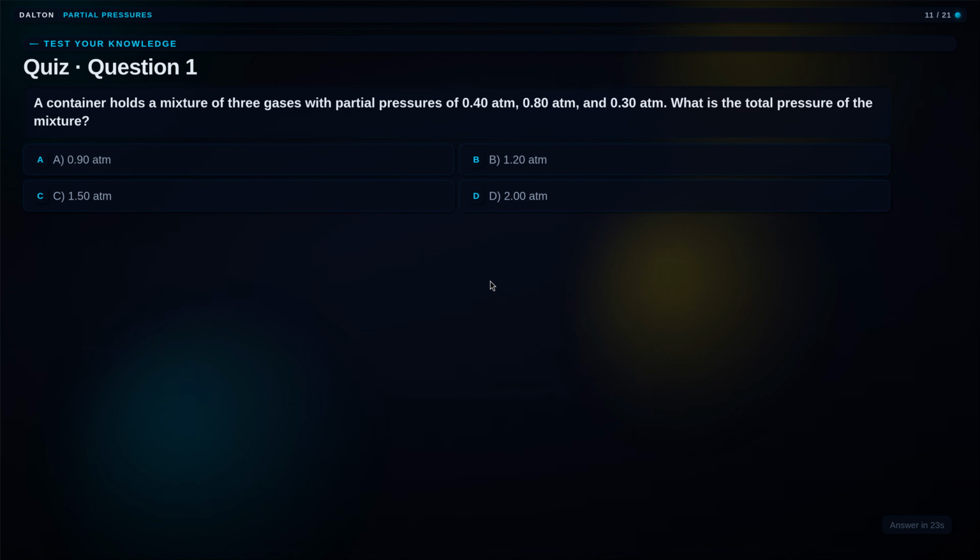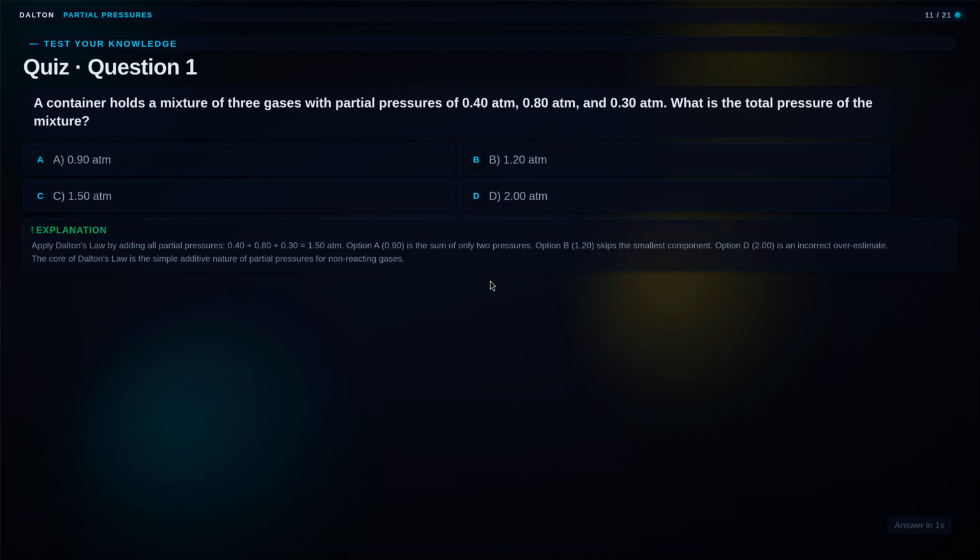1.50 atmospheres. Apply Dalton's law by simply adding all the partial pressures together. 0.40 plus 0.80 plus 0.30 equals 1.50 atmospheres. Option A is the sum of only two pressures. Option B skips the smallest component, and option D is an incorrect overestimate. The core of Dalton's law is the simple additive nature of partial pressures for non-reacting gases.